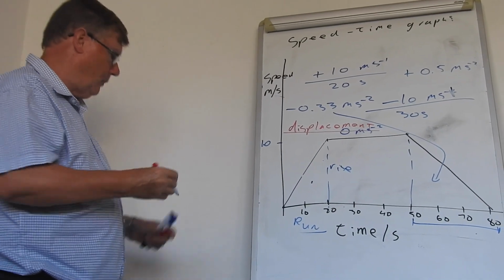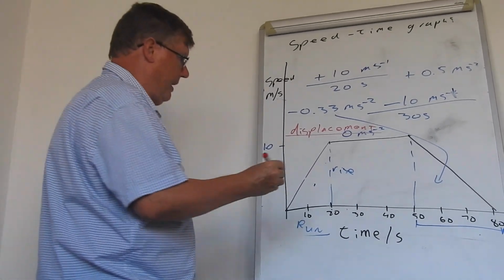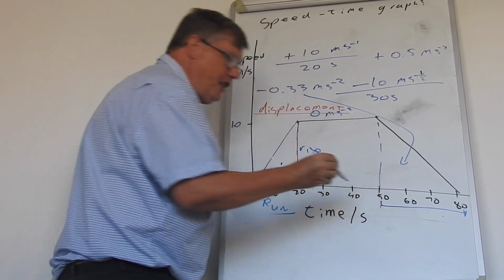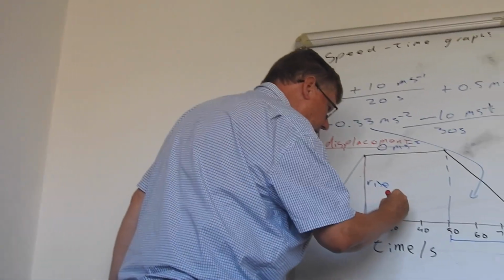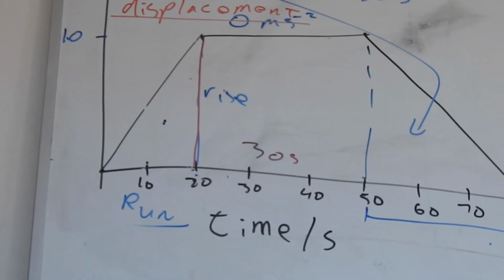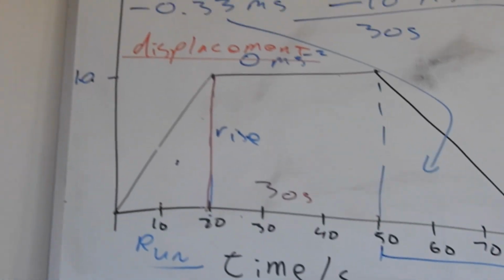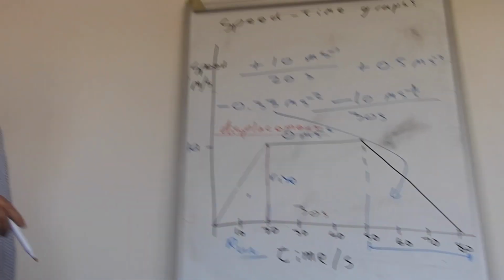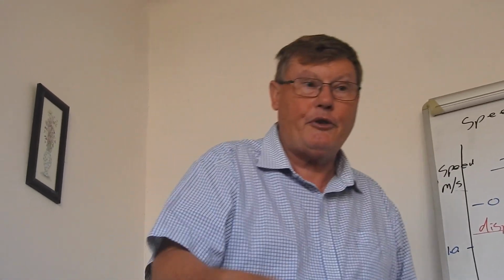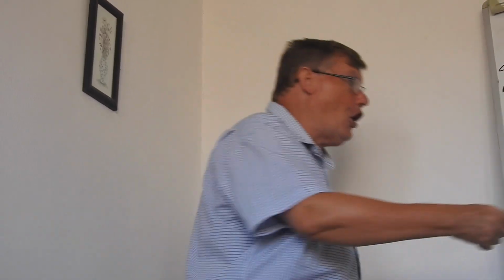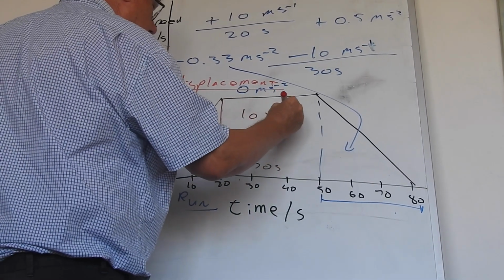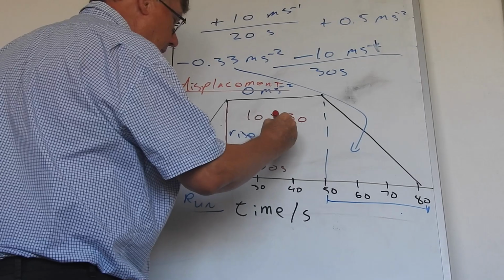How do we work it out? Well, the easiest one is the middle bit. Do you agree that between 20 and 50 seconds, a time period of 30 seconds, you were doing a constant 10 meters per second? What does 10 meters per second mean? It means you're going 10 meters every second. If you do that for 30 seconds, you'll end up going 10 times 30, which is 300 meters.